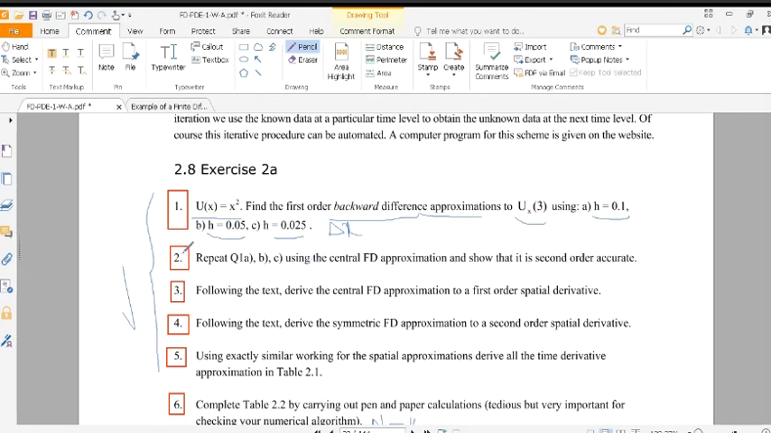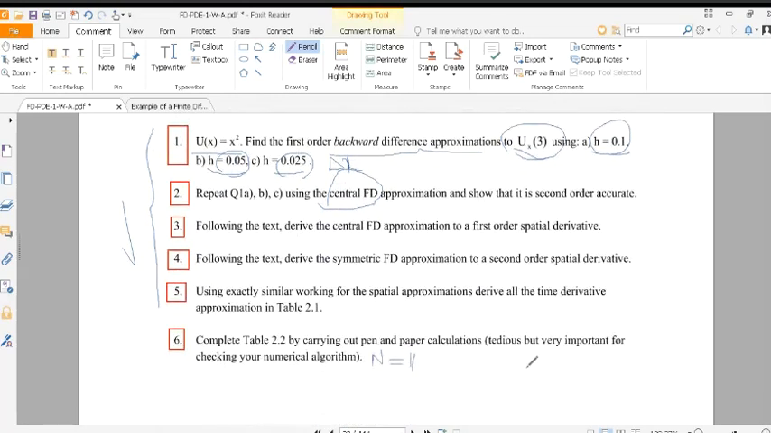In exercise 2, for h equal to 0.1, 0.05, and 0.025, you should compute the value of the derivative of u with respect to x at 3, but by using the central finite difference. You should use the central finite difference. And you should also solve exercises 3, 4, and 5.